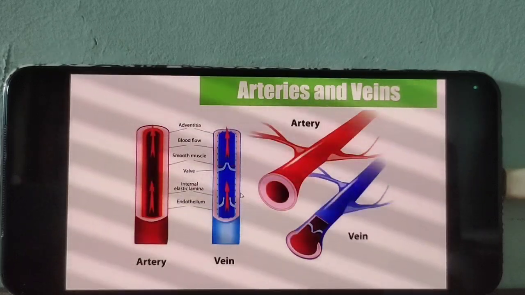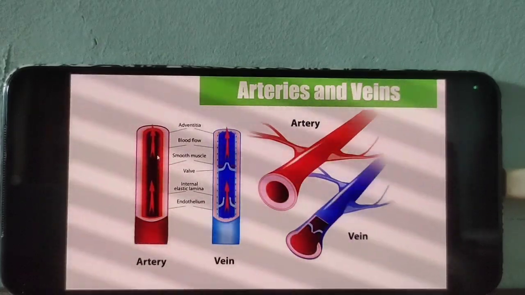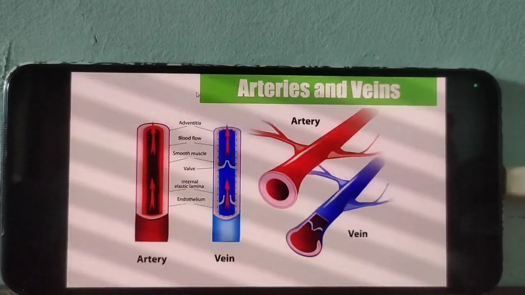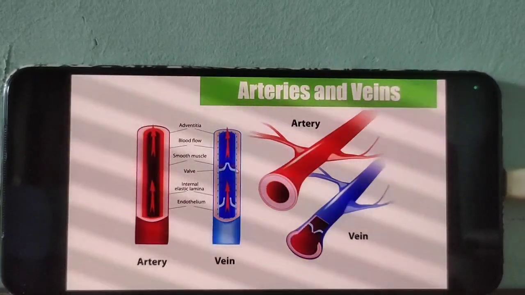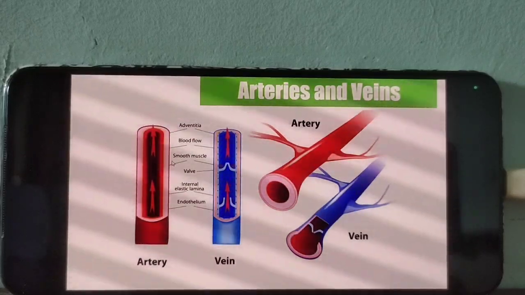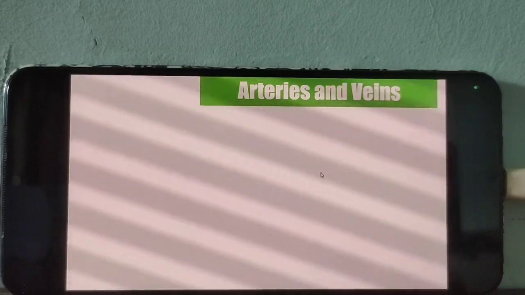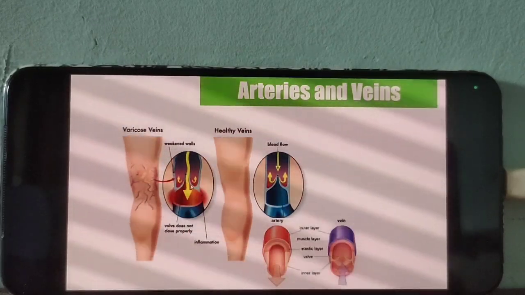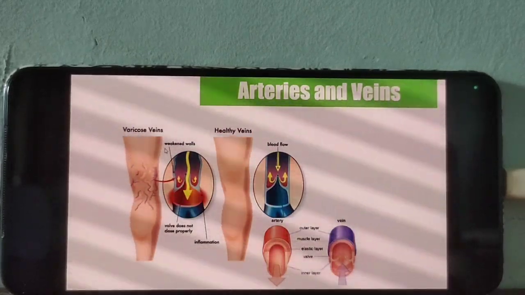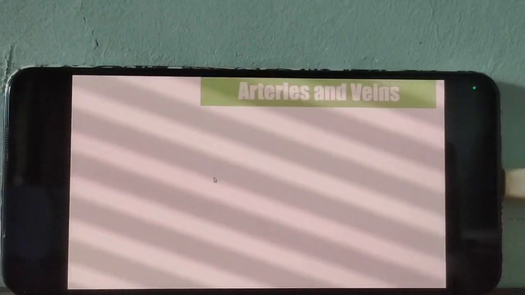Okay. Then arteries and veins. A vein has valves, but an artery does not have valves. Only a vein has valves. When valves do not close properly, that leads to varicose veins. Okay, varicose vein.